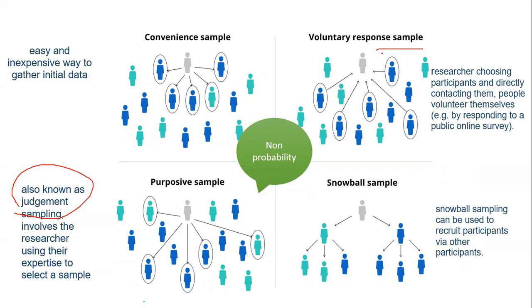Voluntary response sample. Voluntary response talks about people volunteering themselves by responding to the survey. Here they voluntarily participate in the survey. And snowball sampling, it is basically indicating what? It is indicating that samples are selected based on networks, or based on networking, you can say, or based on the chain. Okay, that is called as snowball sampling.